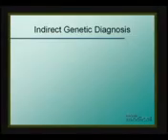Those were all examples of direct genetic testing. Now let's look at some examples of indirect genetic diagnosis, in which we will not be looking directly at the site of the mutation, but we will be looking at a DNA marker located nearby the site of the mutation.